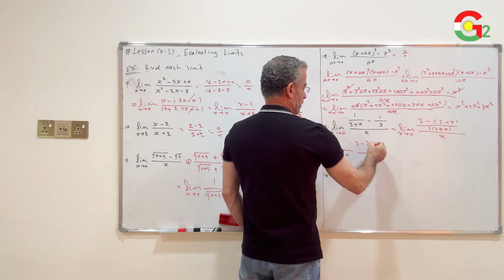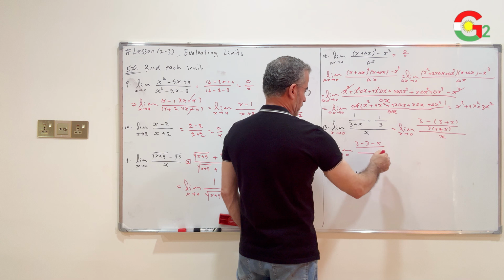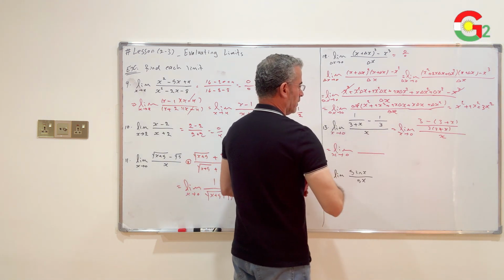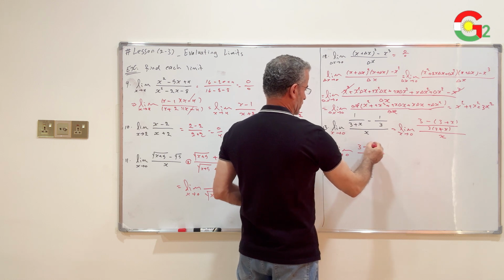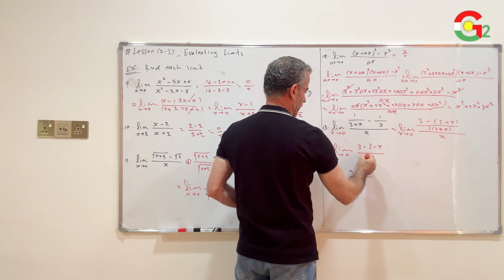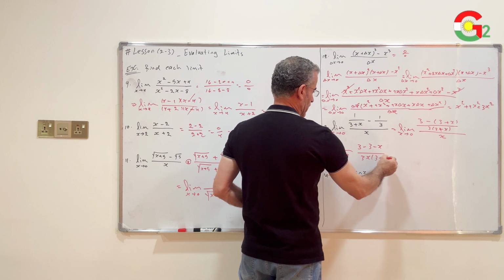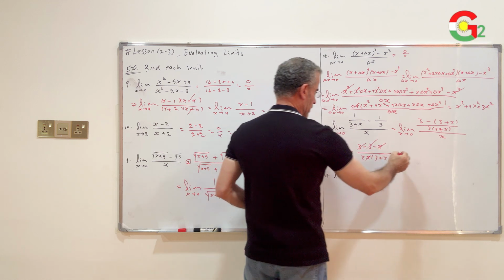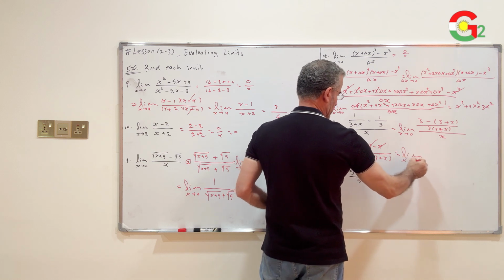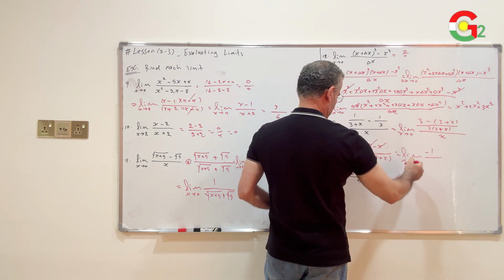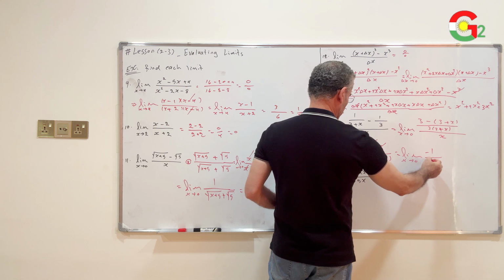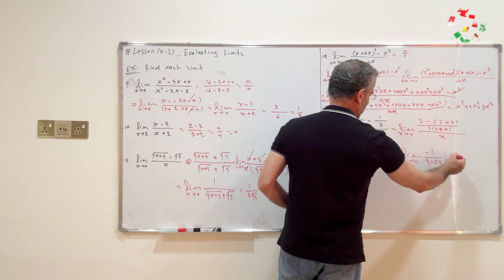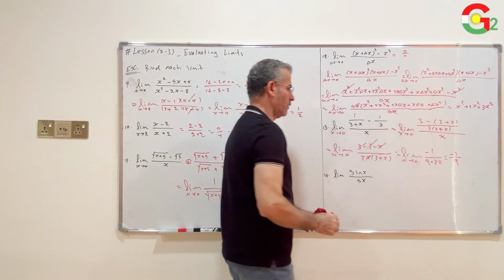Equal to the limit as x approaches 0 of 3 minus 3 minus x over, let me write it as, (3 minus 3 minus x) over 3x times (3 plus x). Cancel 3 with 3 and x with x: the limit as x approaches 0 of negative 1 over 9 plus 3x. Substitute x with 0, then the answer is negative 1 over 9.